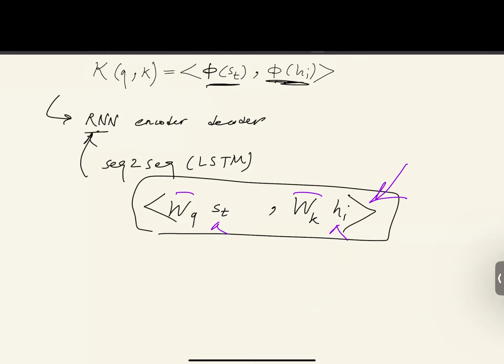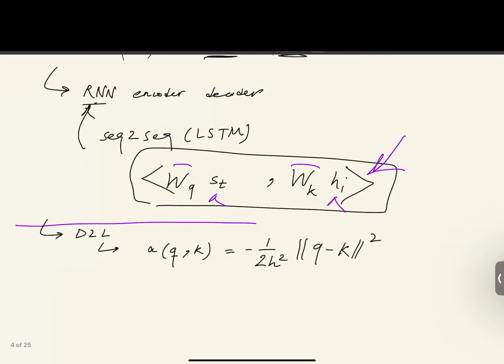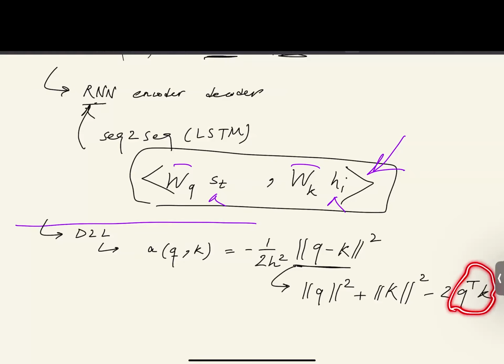We can also show this from the previous kernel view. Assume a Gaussian kernel between Q and K, with some kernel weights, which is a function of this norm. If we write this down, it is basically ||q||² - 2qᵀk + ||k||². So this contains an inner product, and the idea is that this is equivalent to this.